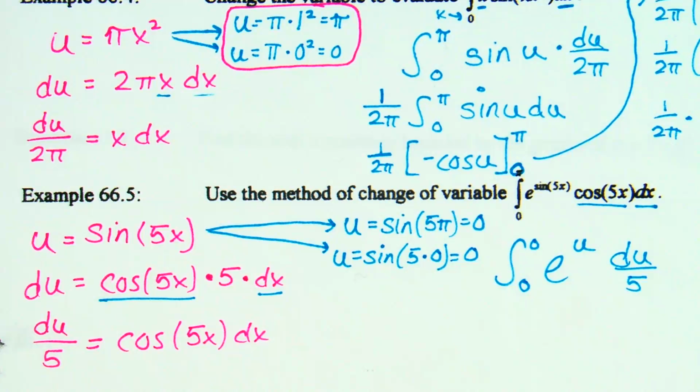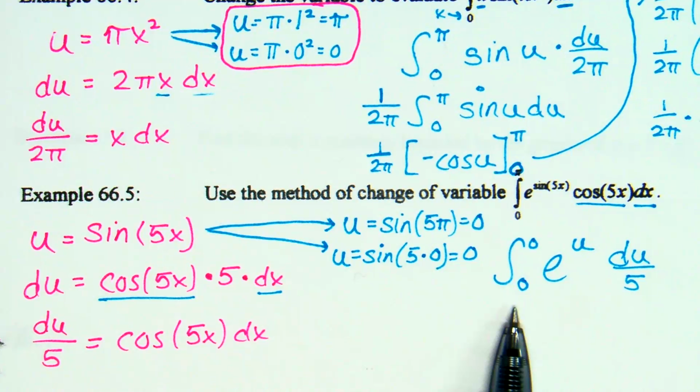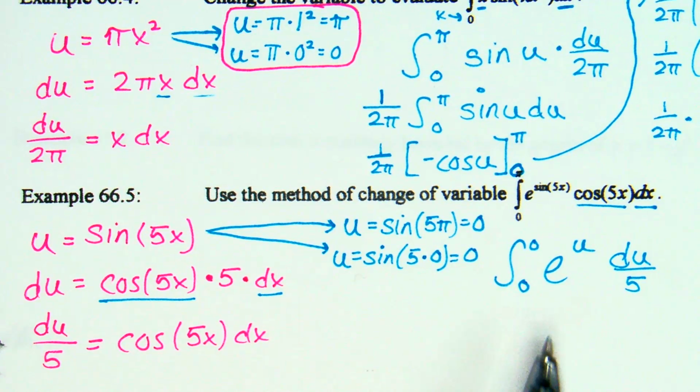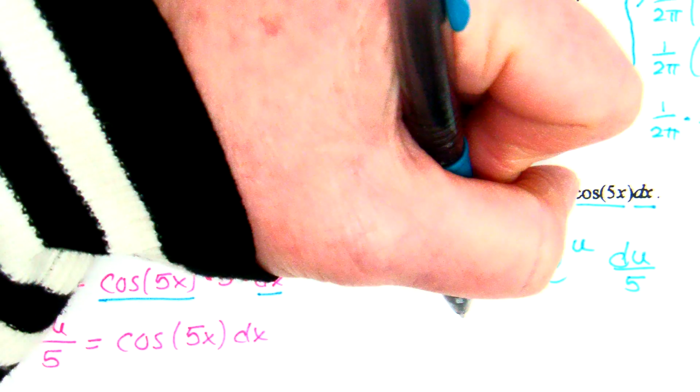Those zeros do tell me something important. Because when your boundaries are the same, think about it. You're going to be subtracting: the thing at 0 minus the thing at 0. And so when you multiply that by 1/5, you're already at 0, and 0 times 1/5 is still 0. So what I was going to have you do is pull the 1/5 out. So it's 1/5 times the integral from 0 to 0 of e to the u du.